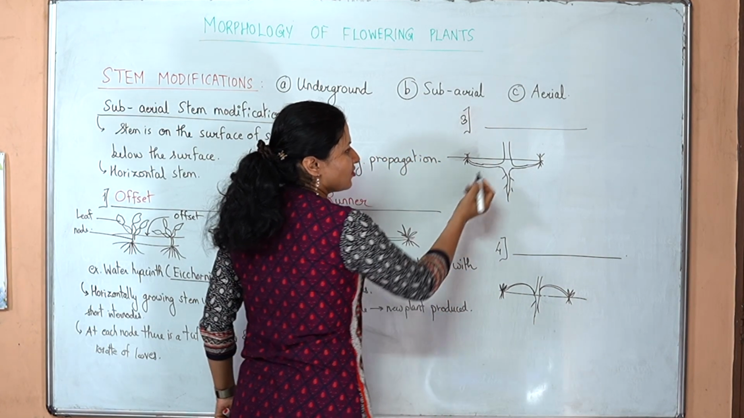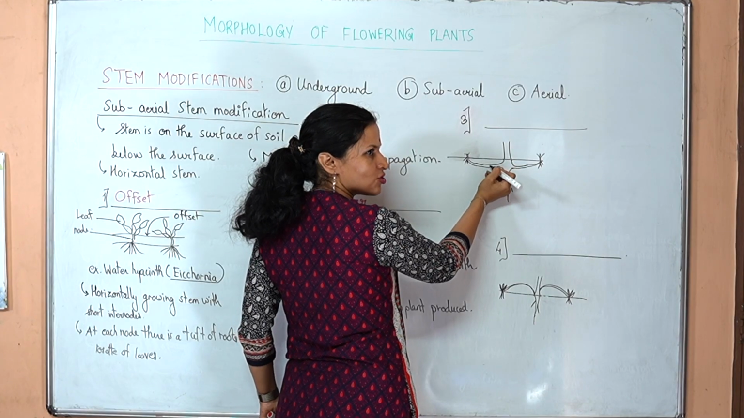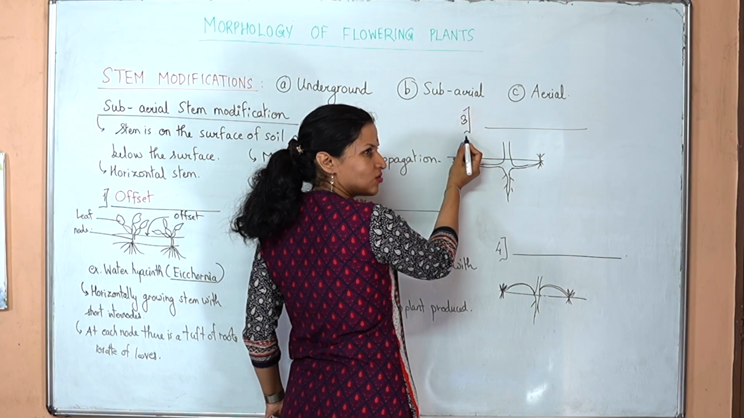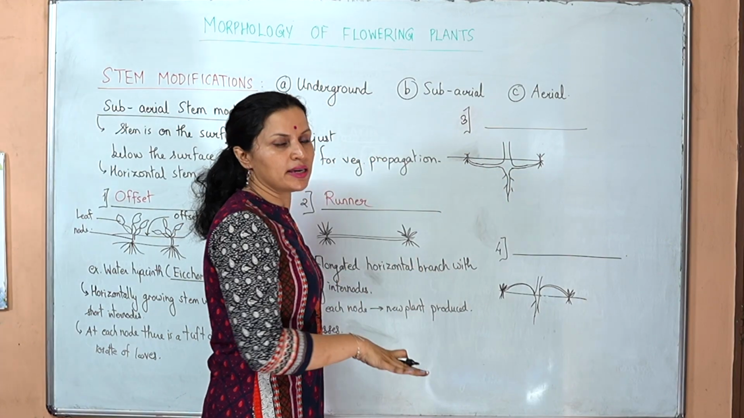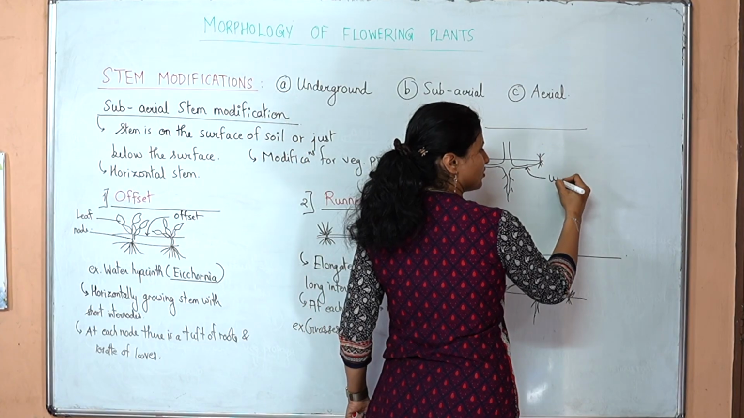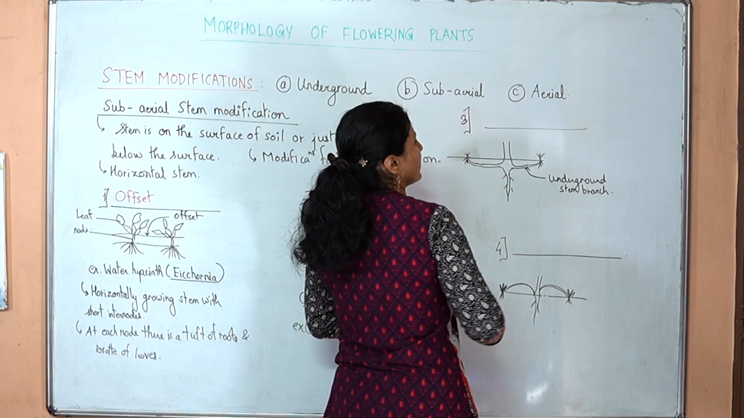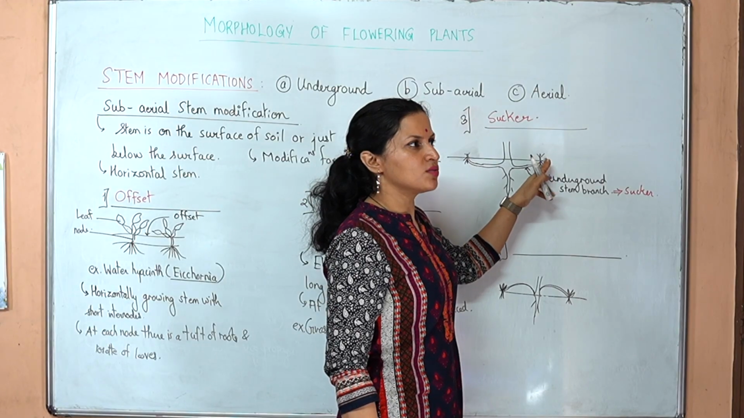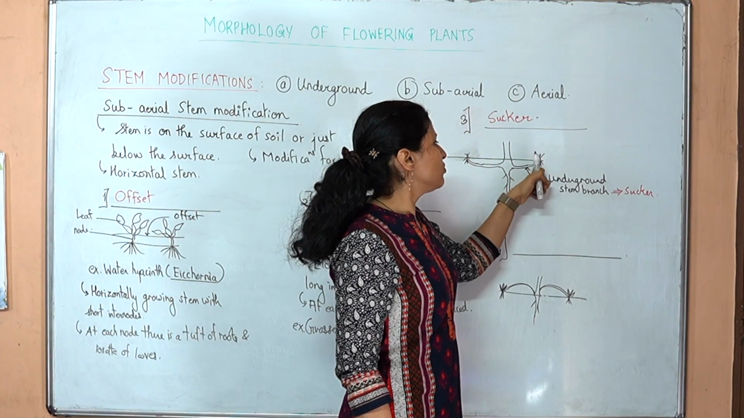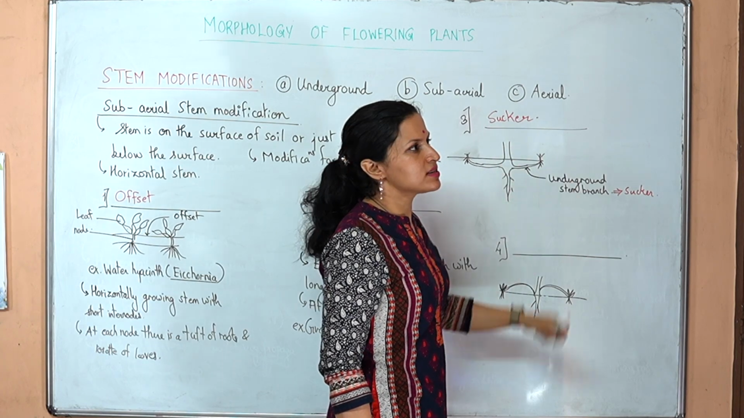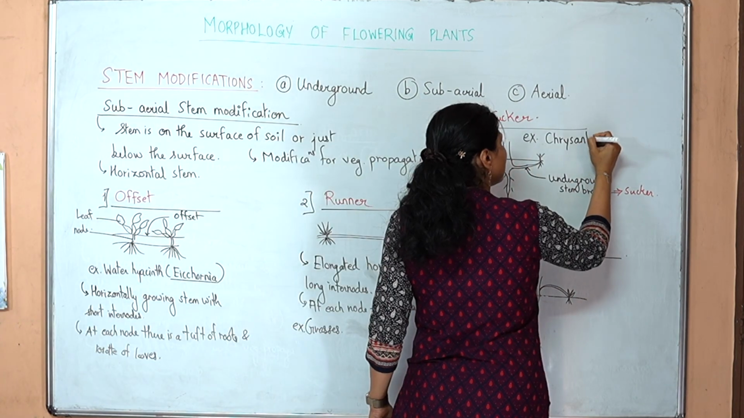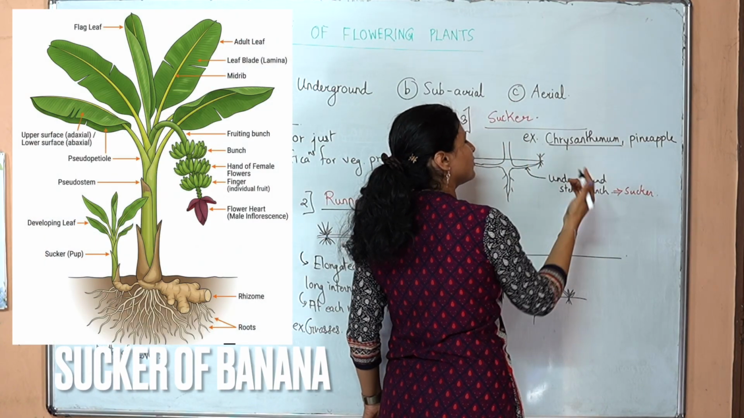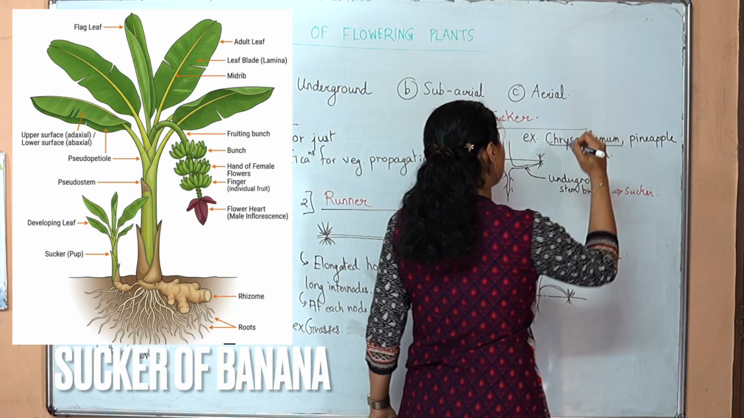In this case, the lateral branches are arising from the basal portion of the underground stem. They grow horizontally for a while and then obliquely emerge outside and produce new plants. Subaerial stem modification. This is the underground stem branch, and this is known as a sucker. Why is it called as a sucker? Because when it produces a new plant, this plant will absorb nutrition for a period of time using this sucker from the main plant. That's why it is called as a sucker. Example, chrysanthemum, pineapple, and sometimes the rhizome of banana is also referred to as sucker in some places. So remember the example for both.